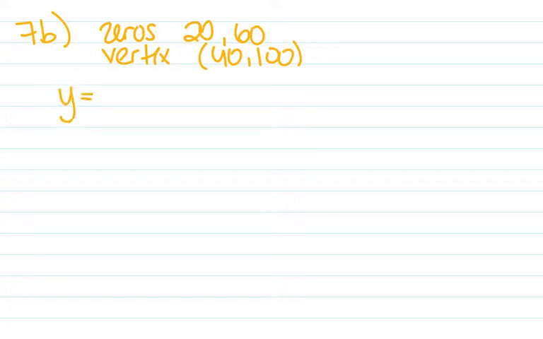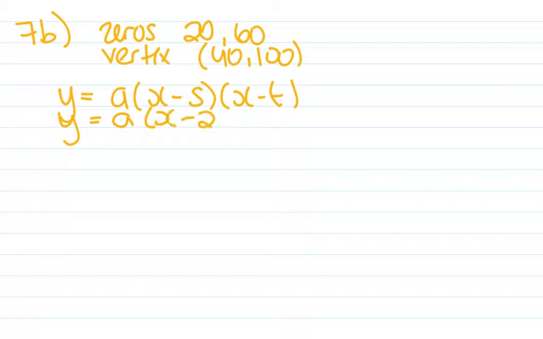So I'll start with y equals a, x minus s, x minus t, because that's factored form. S and t are the zeros, so I'll plug in 20 and 60 for s and t. X minus 20, x minus 60. I just plug them in for s and t. I leave that negative.